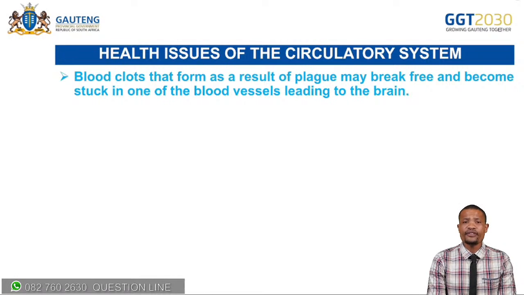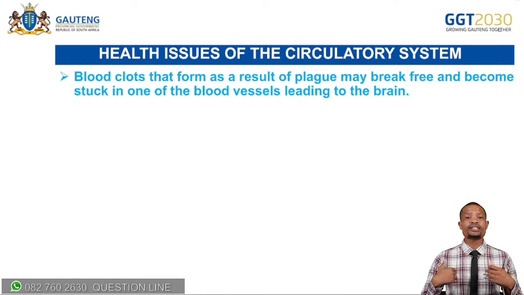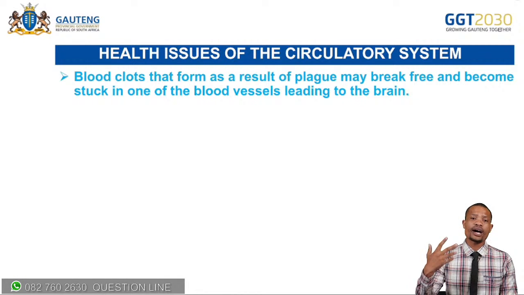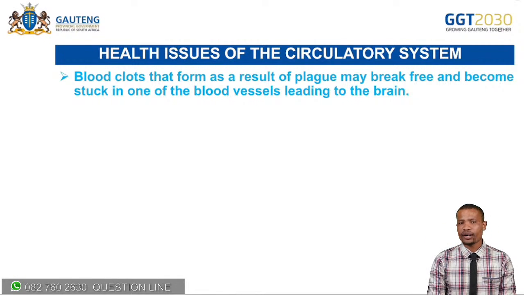Blood clots that form as a result of plaque may break free and become stuck in one of the blood vessels leading to the brain. Right. So the blood clots that we talked about earlier, which form as a result of plaque, which are fatty deposits that build up on the walls of the blood vessels, can end up blocking vessels that are leading to your brain. Now, can you imagine what's going to happen? Because the brain is responsible for receiving messages and sending out responses. So now what happens if one of the blood vessels that lead to the brain is blocked? What's going to happen?